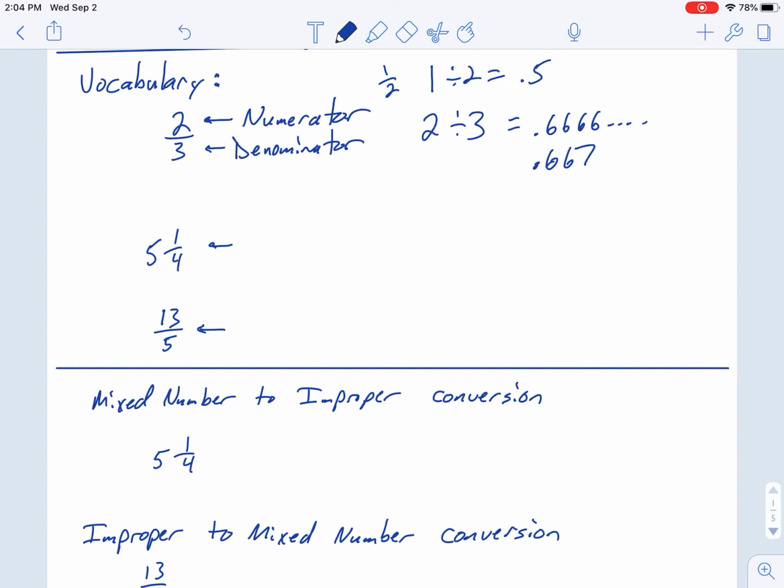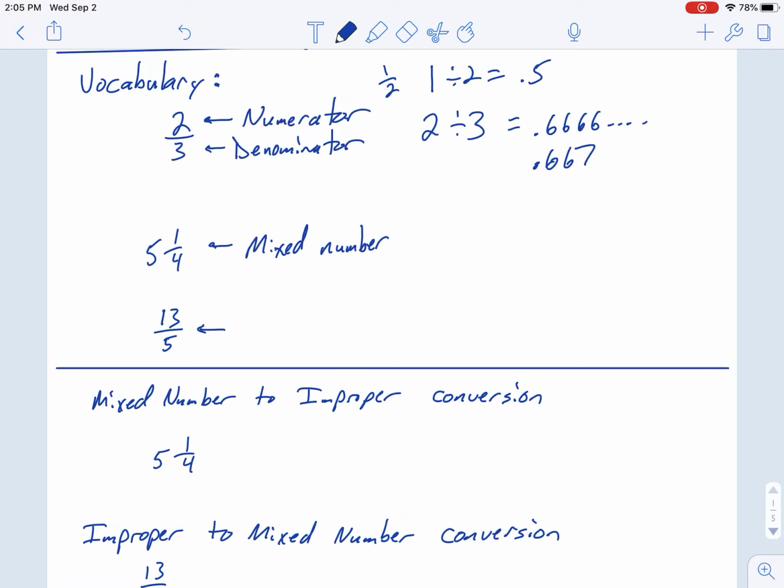So again, a fraction is like a division problem. That doesn't mean you actually divide it, but if you do, you get a decimal, and that decimal is equivalent to the fraction. Okay, what we have next, 5 and 1/4. This is a mixed number. So 5 is a whole number, 1/4 is a fractional part.